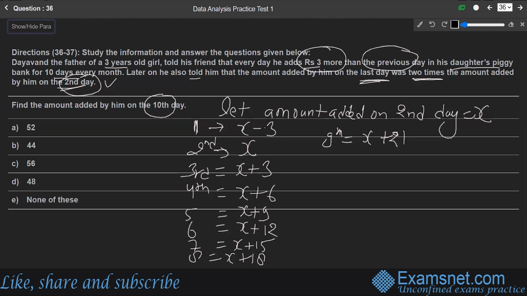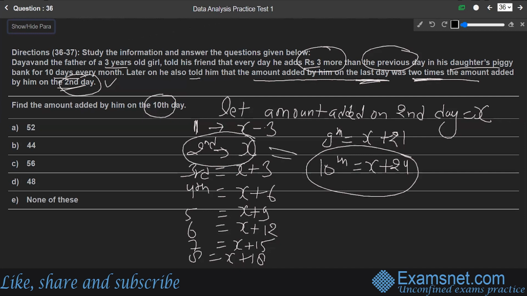Now let us see the condition given by him. He is giving the condition that the amount added by him on the last day is 2 times the amount added on the second day. For how many days does he add this amount to the daughter's piggy bank? For 10 days every month. He keeps on adding the amount till 10 days. So the amount on the 10th day in the same fashion will be x plus 24. He's saying this amount is twice the amount on the second day. So the connection is between these two. Let us establish the connection.